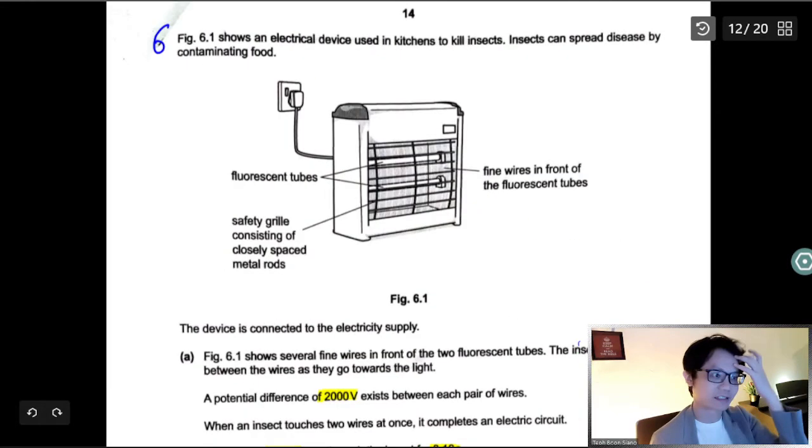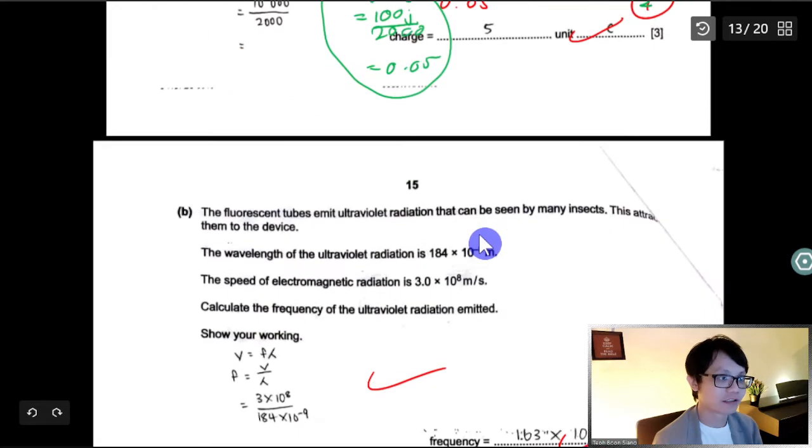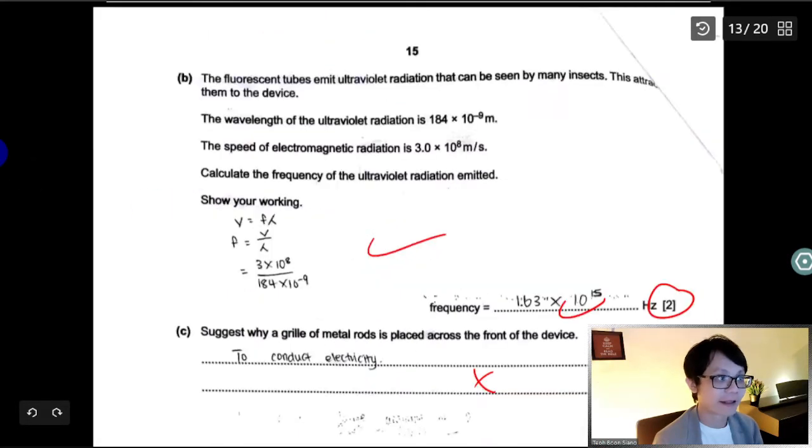Okay, so the question asks about something, showing something. This is the device to kill the insect. What is this called? Okay, a device to kill the insect. It is quite common. And let's see what the question is. This one we already did the formula, so let's look at this question.